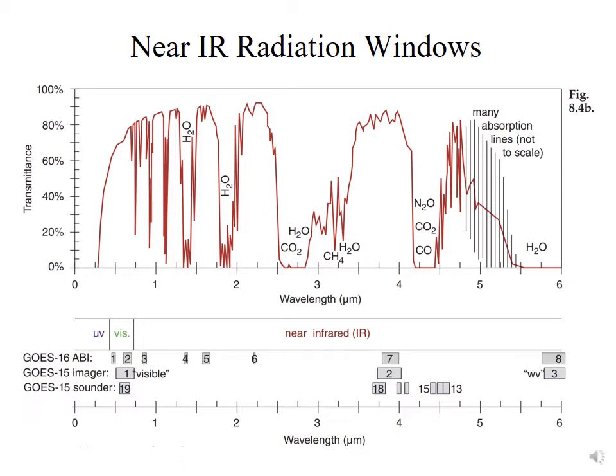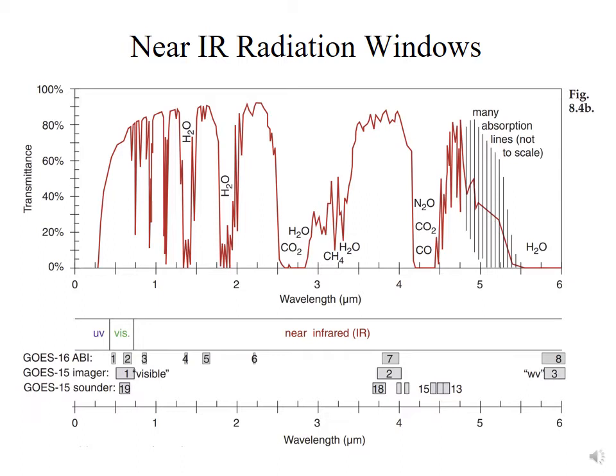1.7 and about 1.4-ish micrometers. And then we have an atmospheric window from 2 to 2.5. And then we have an opaque region due to carbon dioxide and water from 2.5 to 2.8.